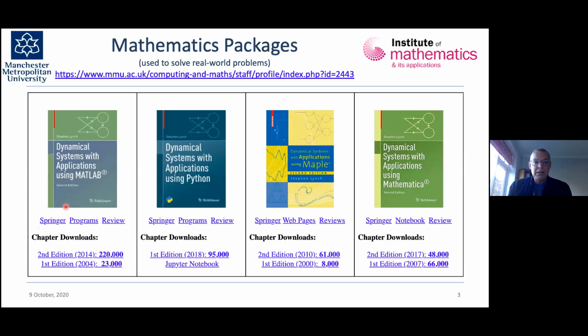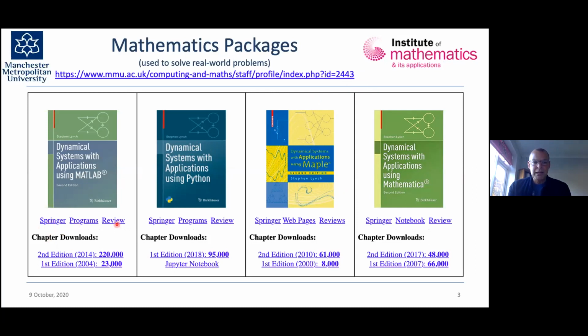Okay, so there are, as you know, 4 majorly used packages in mathematics. They are MATLAB, Python, Maple, and Mathematica. And as you can see, I've written books on all of these topics. If you go to my web page, so the URL is at the top, or you just type in Stephen Lynch, Manchester Metropolitan University, you can get to my personal website.